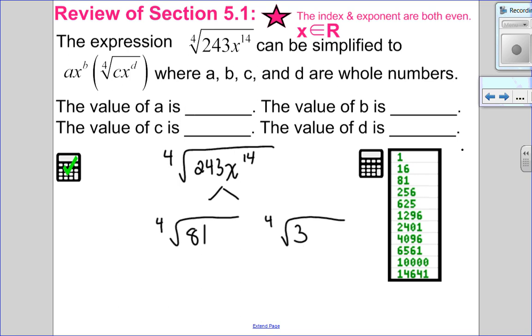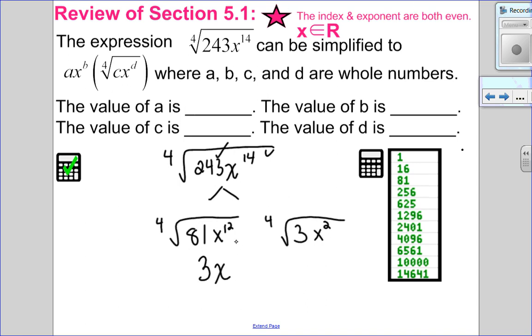Now let's look at my variable. Since it's the 4th root, I need to skip count by 4s. So 4, 8, 12. 12 is the first one, but there are 2 left over. At this point I always recommend doing a little check. 81 times 3 is 243. And x exponent 12 times x exponent 2, when we multiply powers, keep the base, add the exponents. So 12 plus 2 is 14. Yes, I did that correctly. Now I do the 4th root of 81, which is 3.